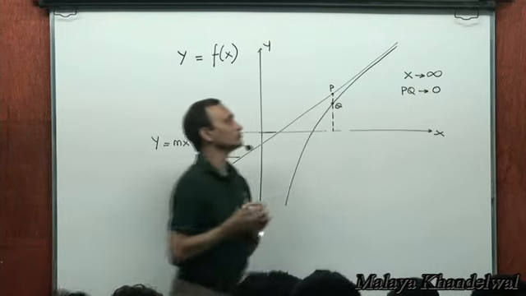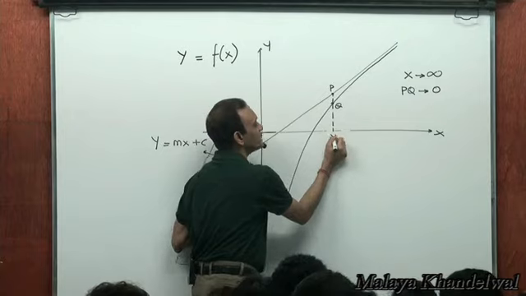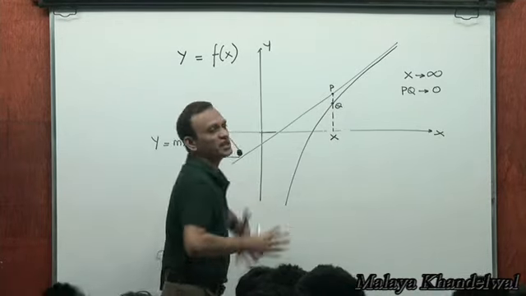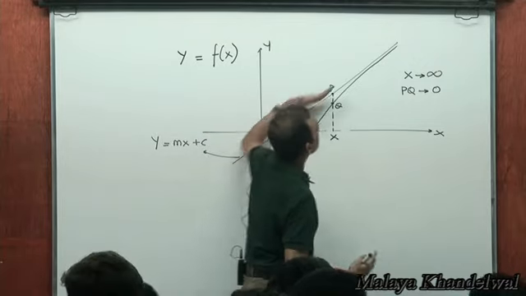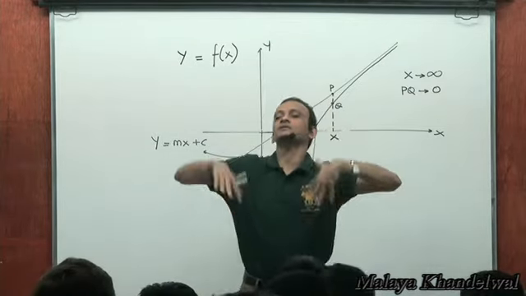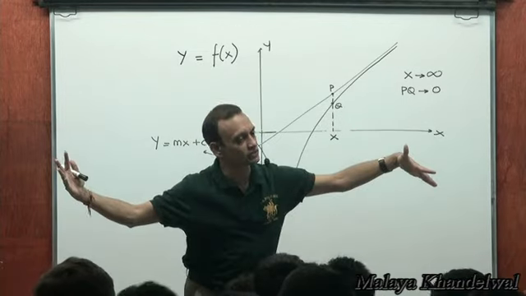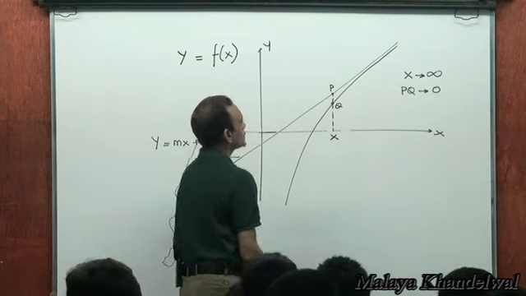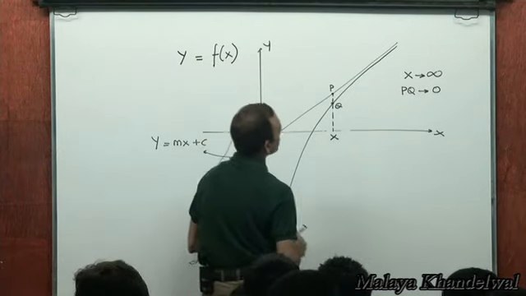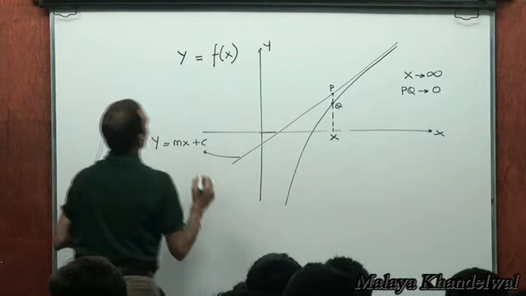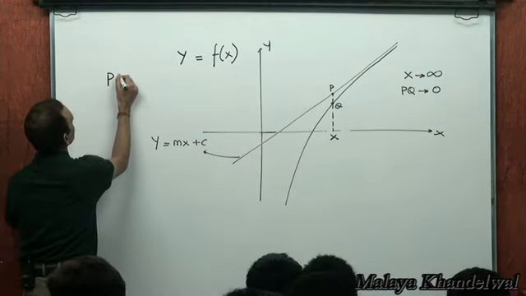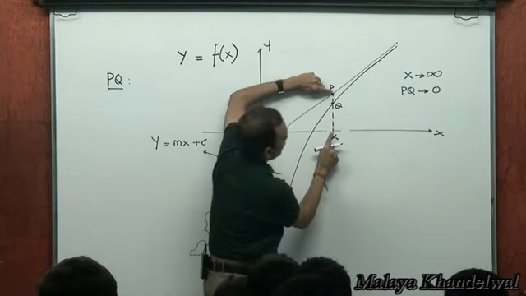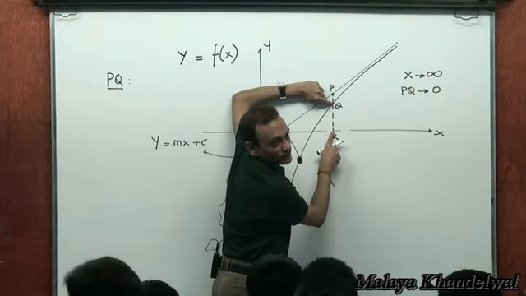As x tends to infinity, PQ must tend to 0. That's the whole idea really. Which means, theoretically speaking, this line becomes a theoretical tangent very far away from the origin. It becomes a theoretical tangent, right? Now, the length PQ is what? Y of the straight line minus y of the curve.